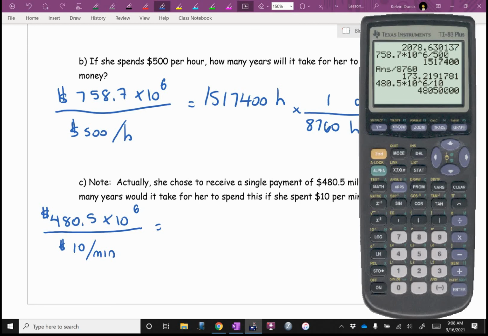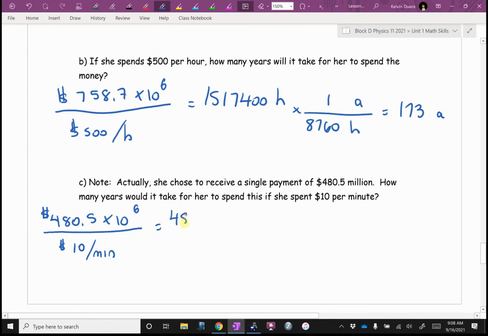And I get 4.8. You know what? I think it's about the same in scientific notation or longhand. 4.8 times 10 to the 5, or 4.8 and 5 zeros. That's how many minutes.